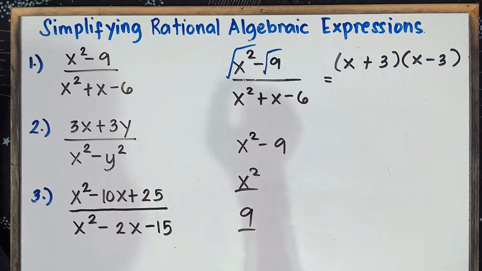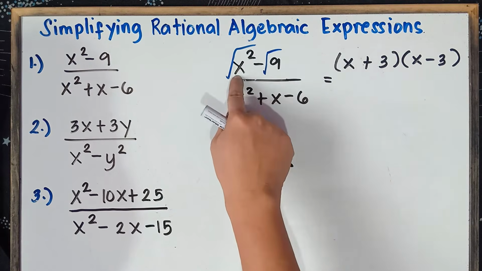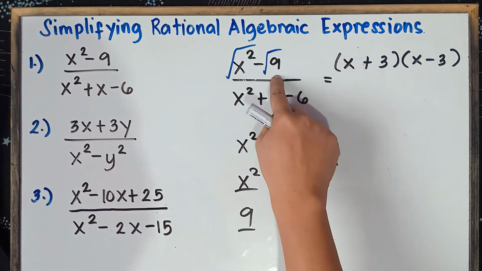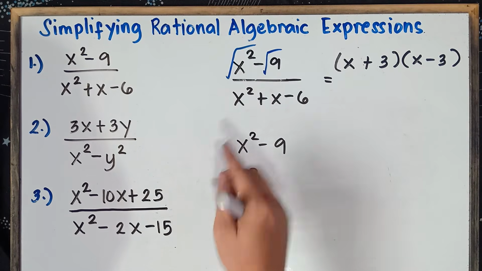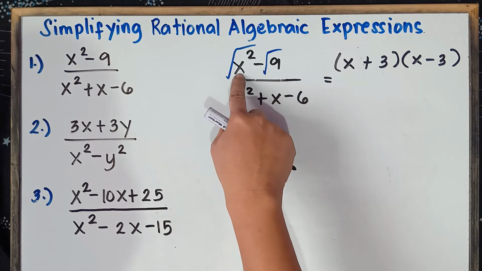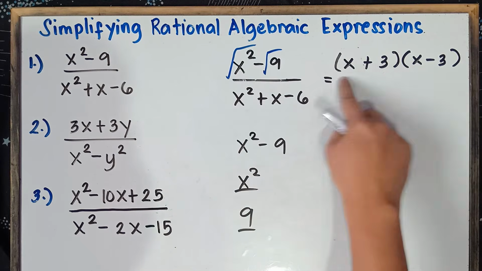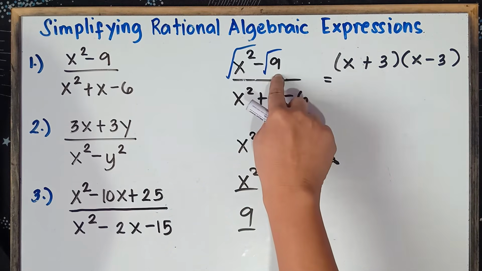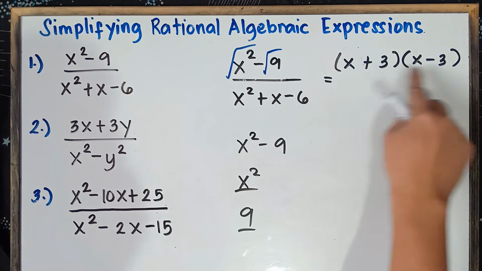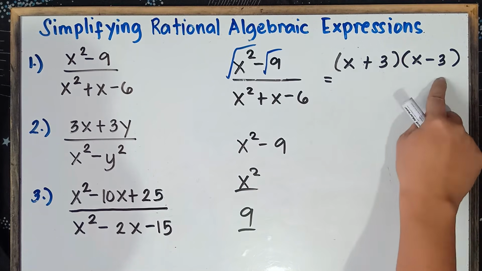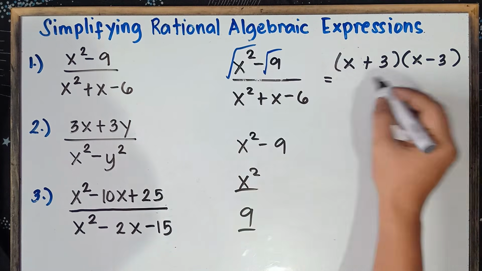Therefore, if you have a perfect square in the first term, another perfect square in the second term, and a minus sign, you can apply the difference of two squares. Get the square root of x squared, that would be x, and the square root of 9, that would be 3, put plus and minus signs. If you apply the FOIL method, I'm sure you will get this answer.